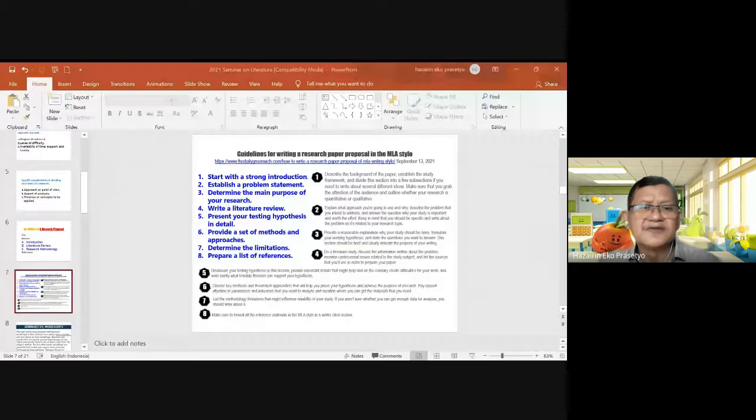Determine the main purposes of your research. So the main purposes of your research are the temporary answers to your problems. So, for example, if the first problem is what are the religious moral values in the story, then the purpose is to find out religious moral values in the story. And if your second problem is what are the descriptions of the religious moral values in the story, then the second purpose is to describe the religious moral values in the story.